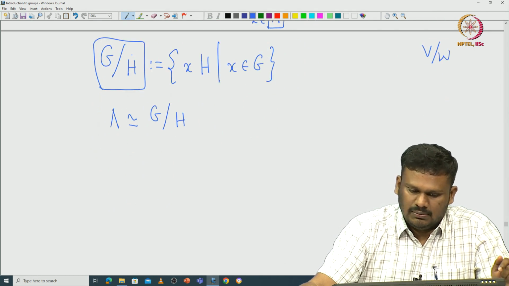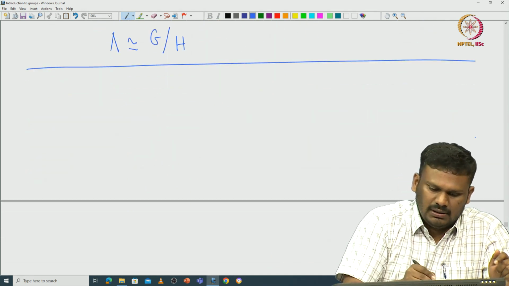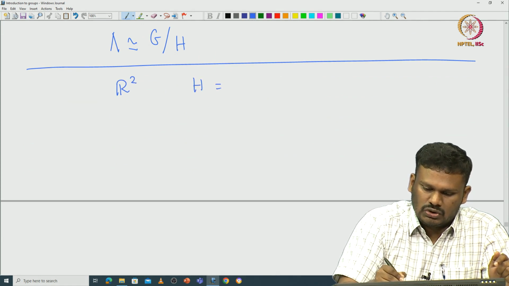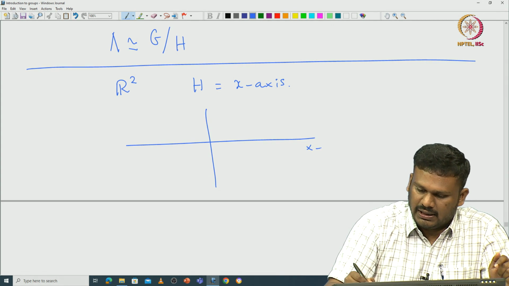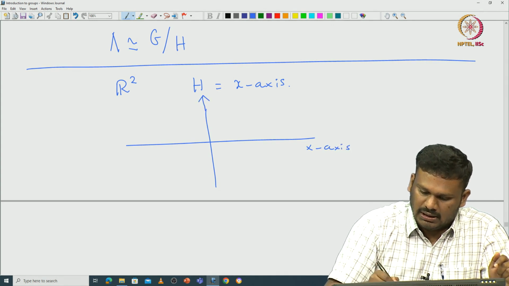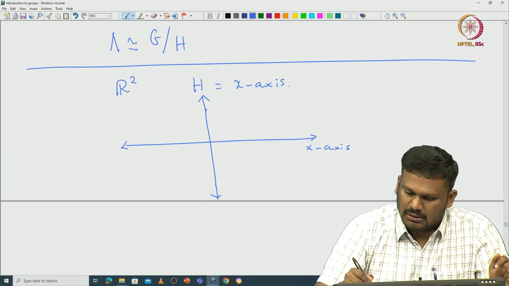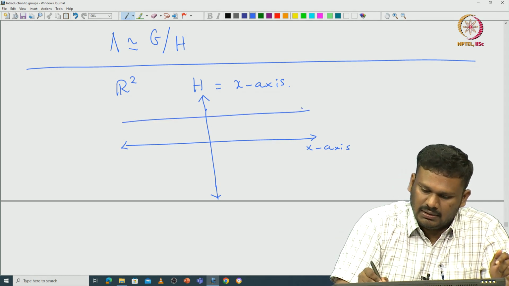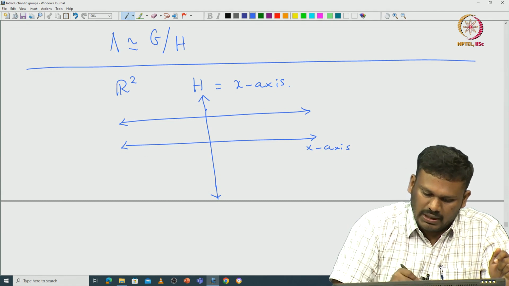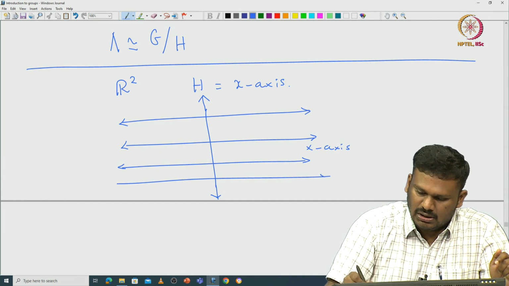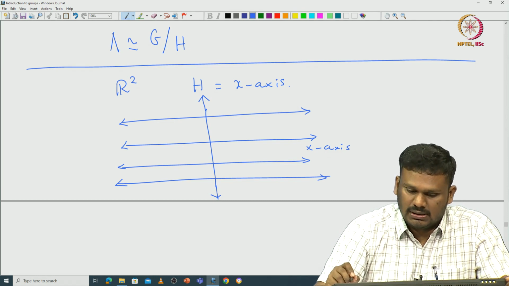So let us do some examples to understand more about this indexing set. This is where some people have difficulties. For example, if we take R2 and H to be the x axis, then pictorially, this is your x axis, and any coset of this x axis will be a line which is parallel to the x axis. So that is what we saw. All these lines parallel to the x axis are the cosets we are interested in. But is there any natural indexing set for these cosets? Of course there is.